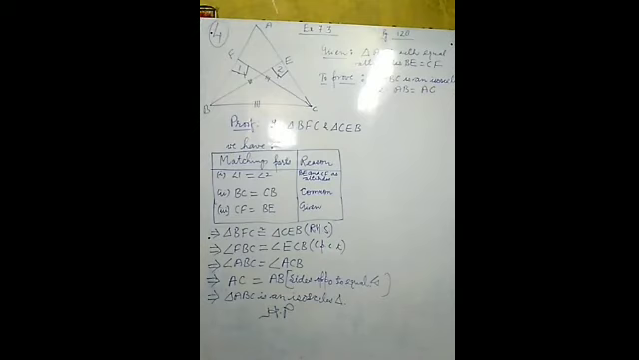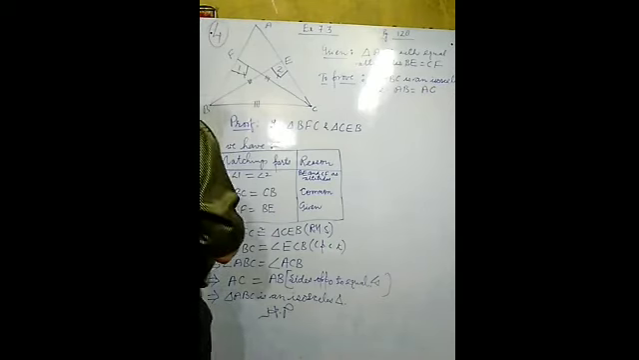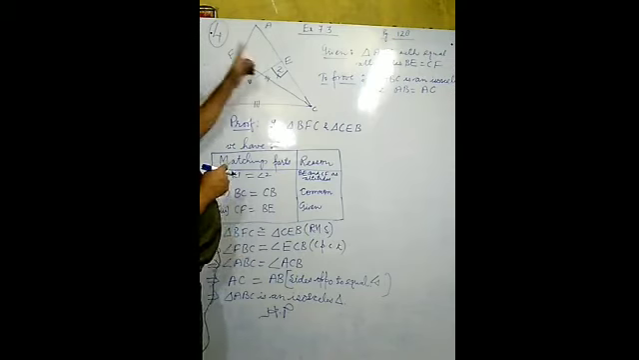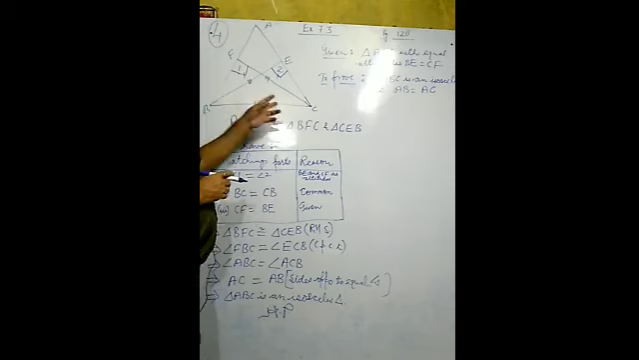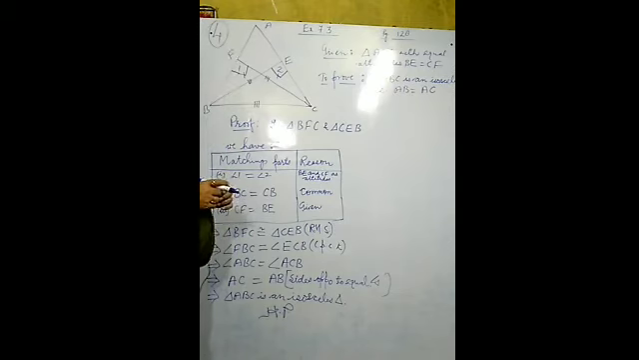Now students, we have to discuss question number 4. In question number 4, what is given? A triangle ABC is given in which two altitudes, that is BE and CF, are equal. On the basis of this information, we have to show that this triangle ABC is an isosceles triangle. In other words, we have to prove that AB equals AC.